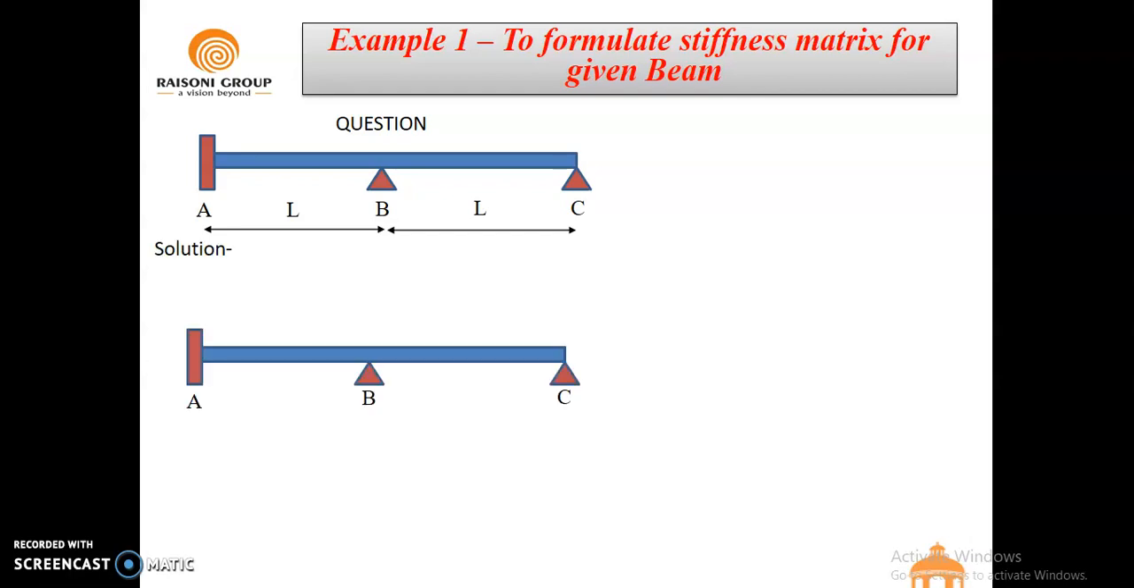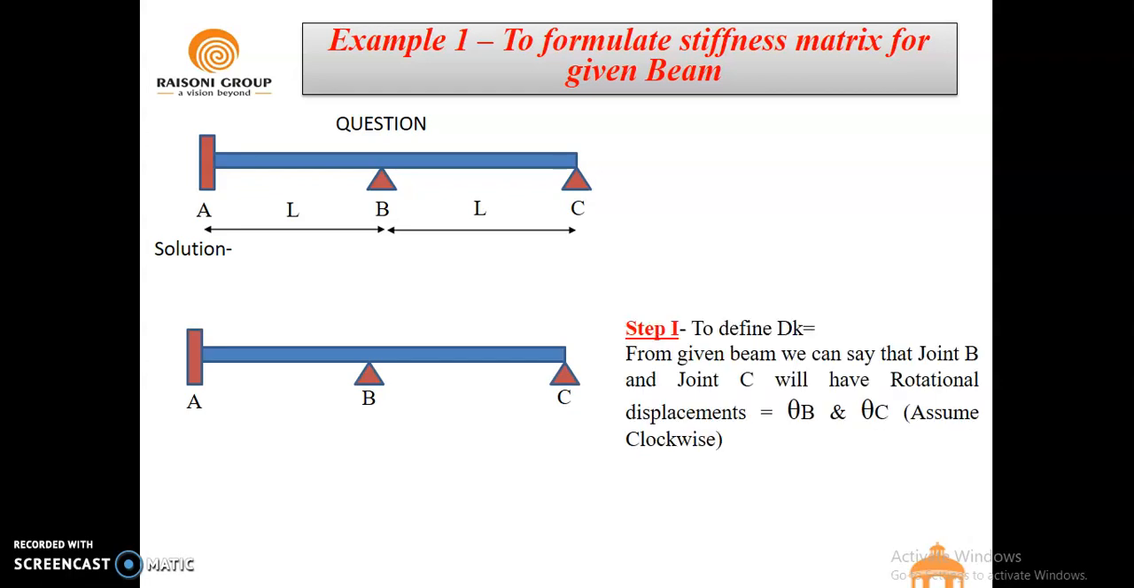Then moving to the solution. Firstly, try to draw the structure again. Then step 1: define dk, that is, find the degree of kinematic indeterminacy. From the given beam, we can say that joint B and joint C will have rotational displacements. Since there is a fixed support at A, it is restrained in all directions. Therefore, no rotation and no displacement is available at A.